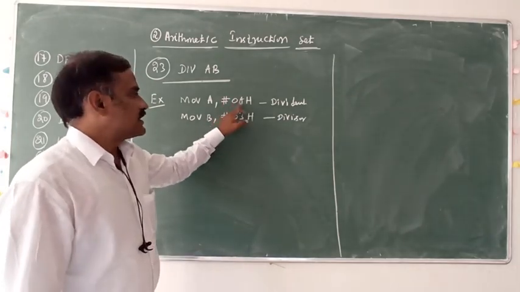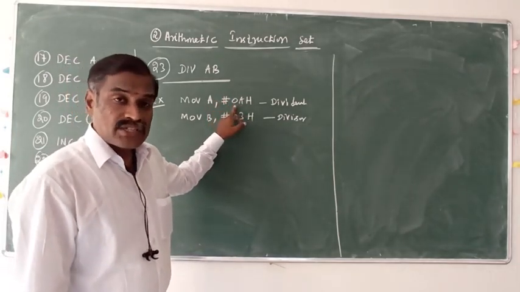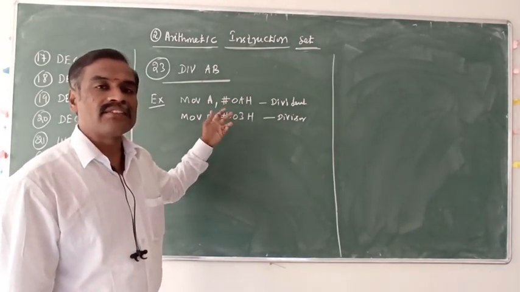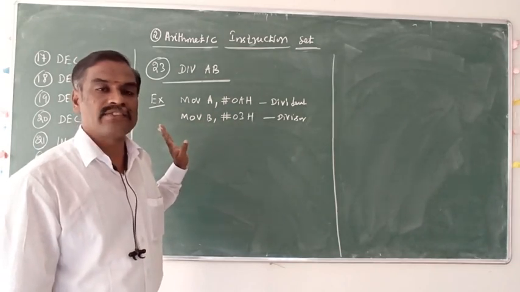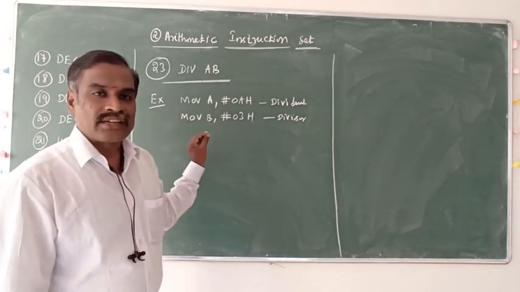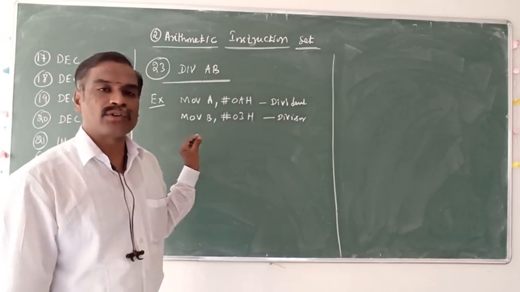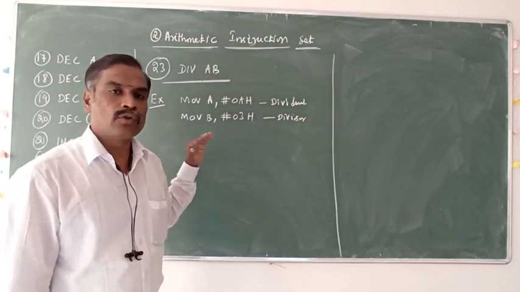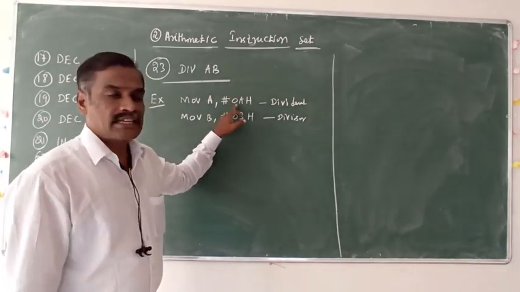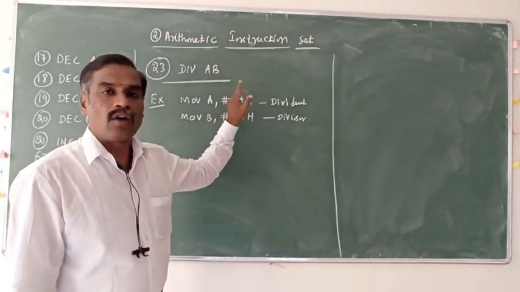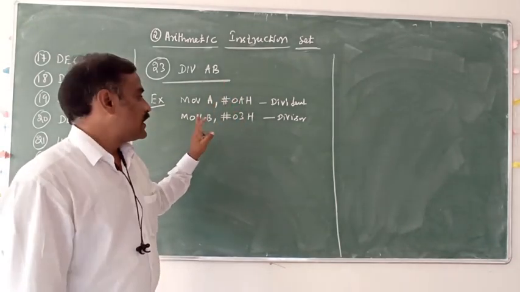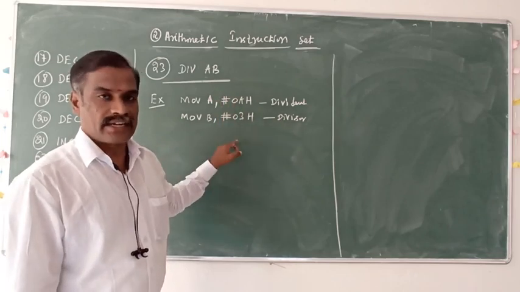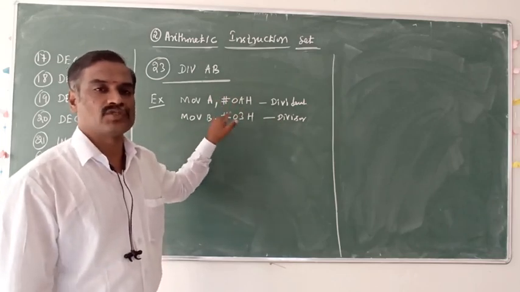Suppose the dividend is the smallest data and the divisor the largest, it means we cannot divide the two data. The result will be a fraction. Fractional results are not available in microprocessor and microcontroller. So we have to fix A register data as the dividend, always the largest data, and B register data as the divisor, always the smallest data. Then only we can divide these two data.